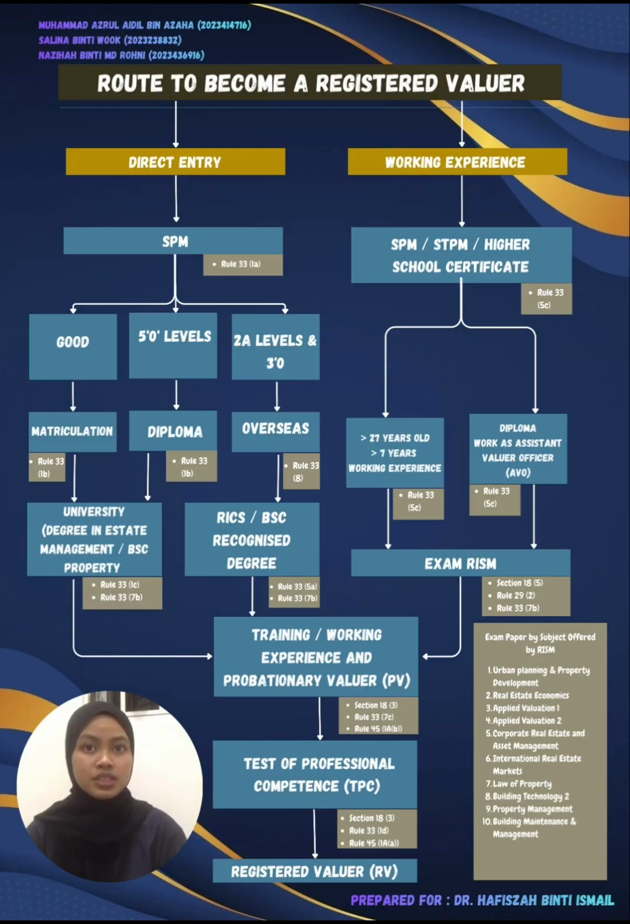Upon completing academic requirements, candidates must register as a probationary valuer (PV) under Act 242 and undergo a minimum of 2 years of practical training in a board-approved valuation firm. Relevant overseas experience may allow a 1-year reduction subject to board approval.